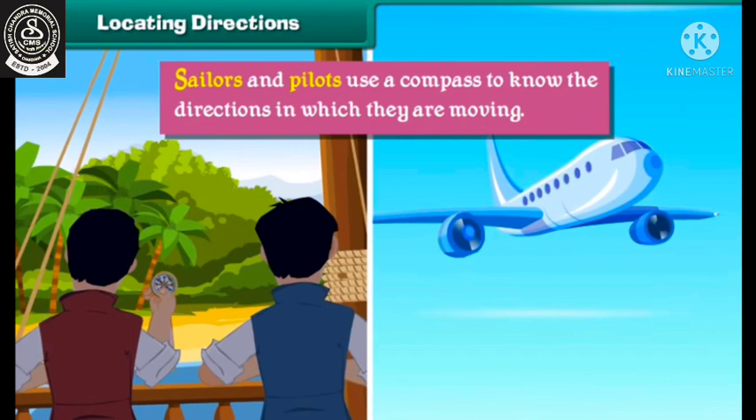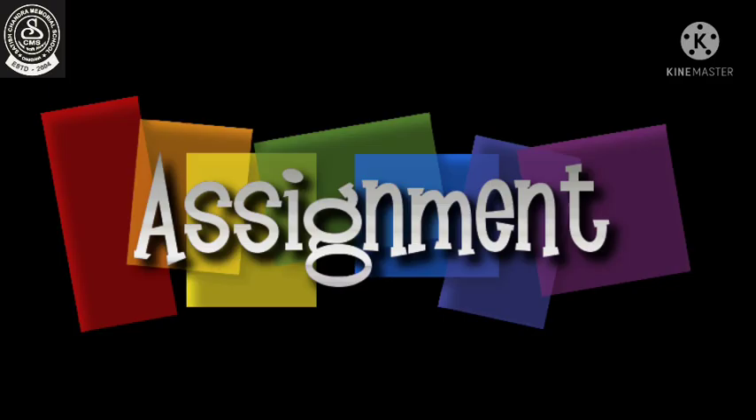Sailors and pilots use a compass to know the direction in which they are moving. So sailors when they are sailing the ship, and pilots when they are flying the aeroplanes or helicopters, they need to find the correct direction. So with the help of a compass, they can understand the direction properly and can go to their destination properly. Now let's do some assignments.